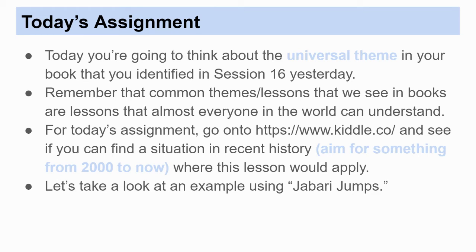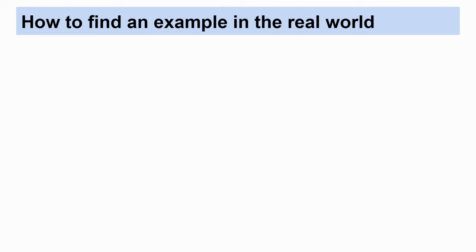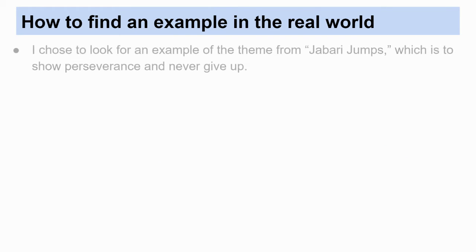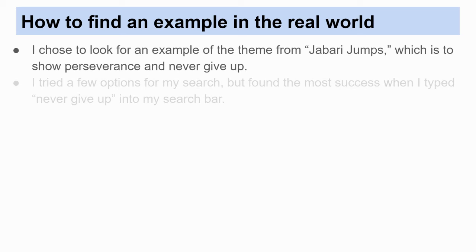I want us to take a look at an example using Jabari Jumps, a book that we read at the very beginning of our historical fiction unit. So, how can we find an example in the real world? Well, I chose to look at Jabari Jumps, and the theme that we talked about was showing perseverance and never giving up. Remember, he had that fear of the diving board, but he stuck with it, and at the end, he felt that moment of pride after that perseverance that he showed.